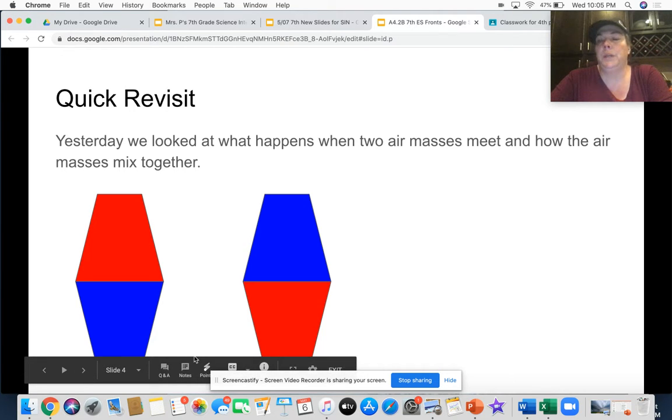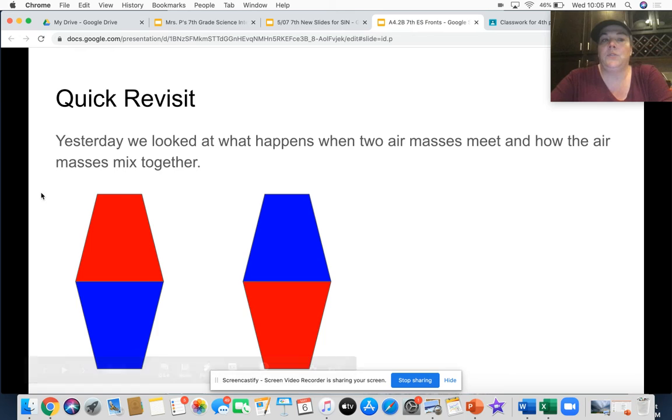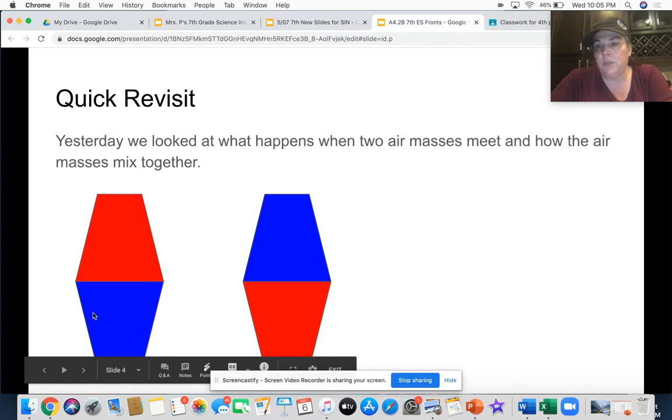All right, so quick revisit. Yesterday, we looked at what happens when we have two air masses that meet and how the air masses mix together. And we showed this demonstration with some hot water and some cold water. And we put the two glasses together and we showed what happened when the two of them mixed. Okay, so let's quick review.